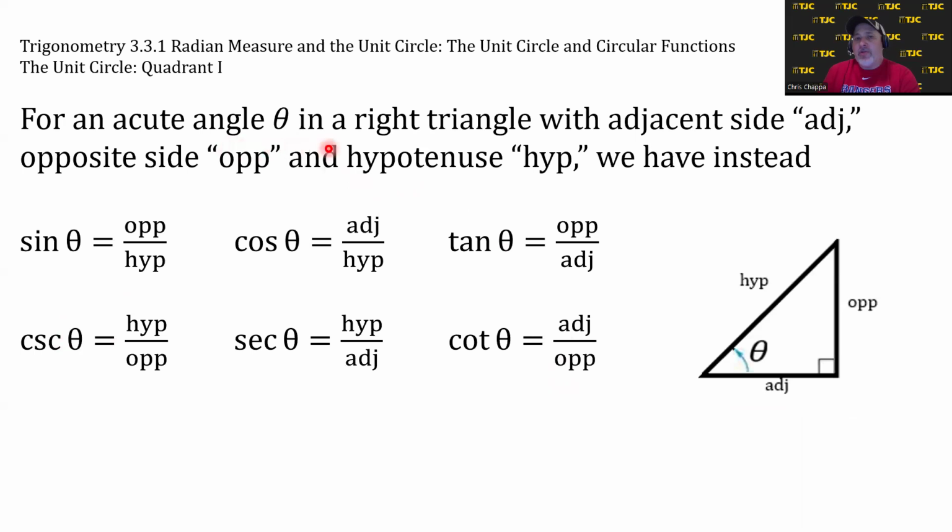Now, for an acute angle theta in a right triangle with adjacent side ADJ, opposite side OPP, and hypotenuse HYP, we have instead sine of theta equals opposite over hypotenuse, cosine of theta equals adjacent over hypotenuse, tangent of theta equals opposite over adjacent, and their reciprocals.